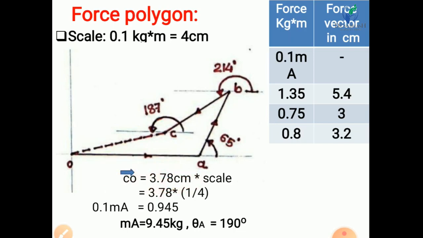So we multiply by the scale. Here 1 centimeter is equal to 0.1 divided by 4. So we obtain 0.945. CO is nothing but 0.1 MA. So 0.1 MA is equal to 0.945, and we obtain MA is equal to 9.45 kg. And if we measure this angle theta A, we obtain around 187 degree, so about 190 degree.